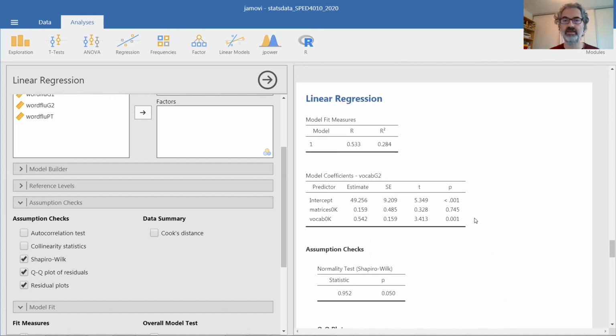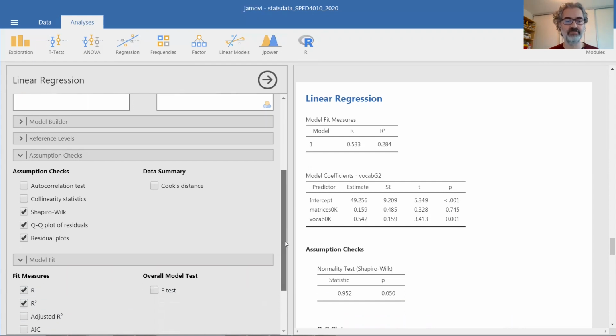So we can see that we can account for 28% of variance in grade 2 vocabulary by these two predictors, although only one of them is statistically significant. So only vocabulary in kindergarten is statistically significant. Let's see what this means in terms of different steps.